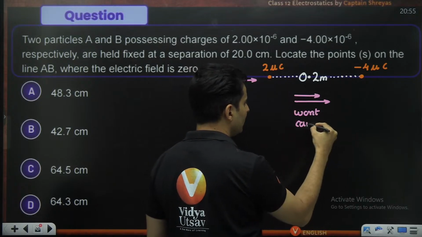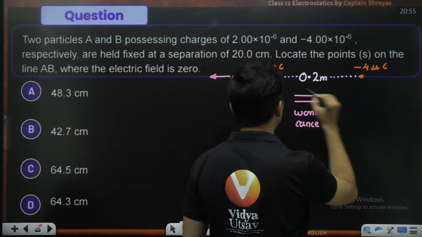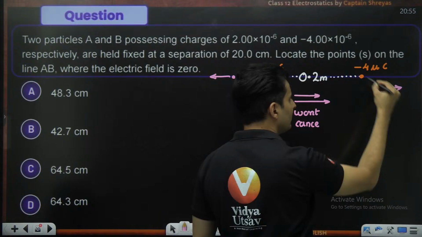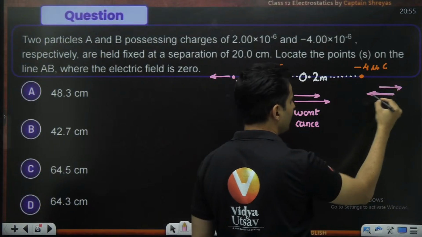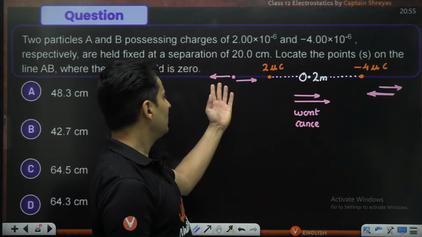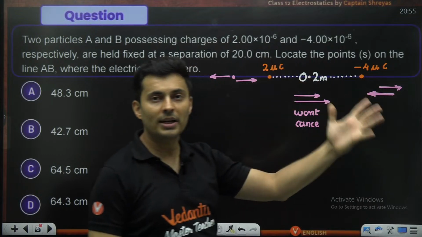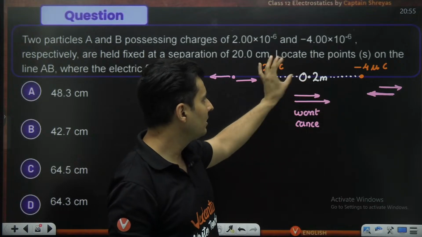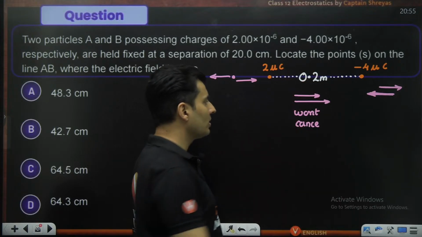It won't cancel. But if I'm here, this positive charge will give a field in this direction. This negative charge will give a field in this direction. Now, this place or this place, how do I choose? One option though has gone out. I mean, this middle region, the field can't be 0 because it won't cancel.